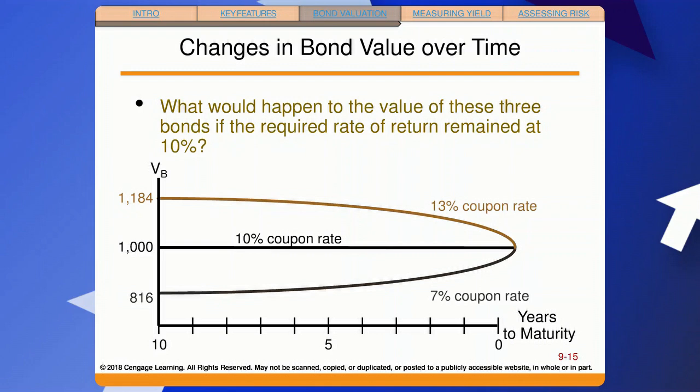Changes in the bond value over time. As you noticed kanina, di ba we have 13% coupon rate and 7% coupon rate. If you have 10%, 13% you have premium. In the 7%, you have a discount, no? So, what would happen to the value of these three bonds if the required rate of return remained at 10%? So, ganun lang, okay? Alright.